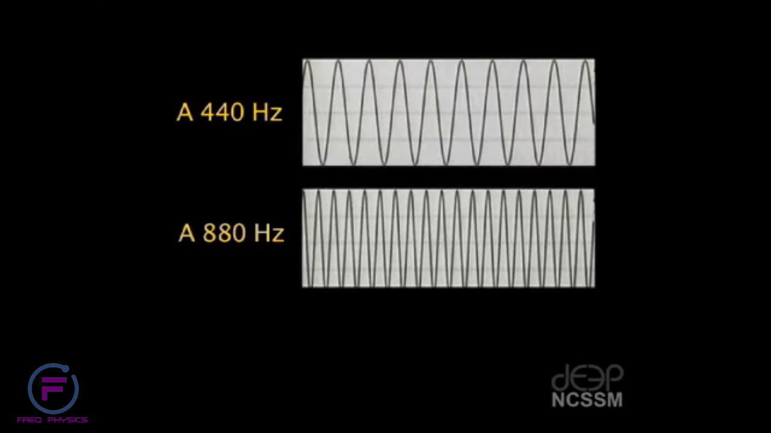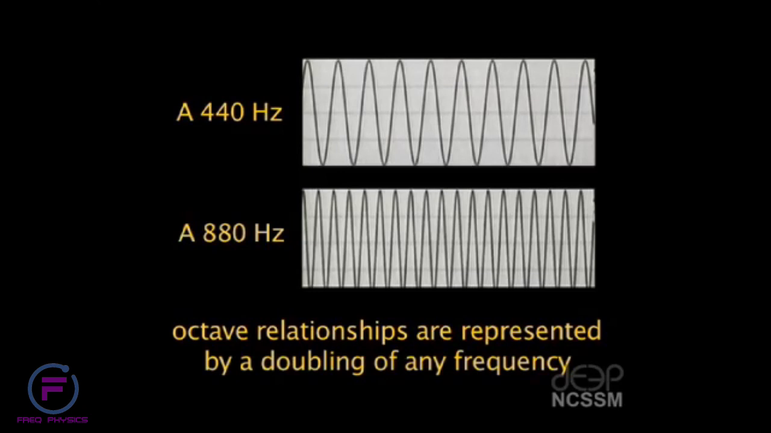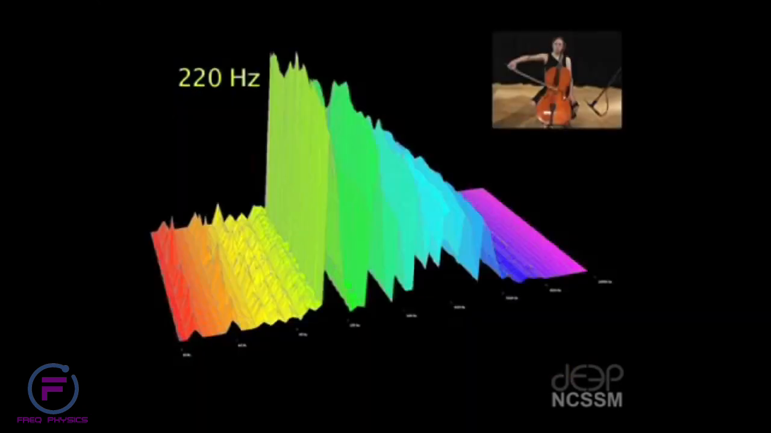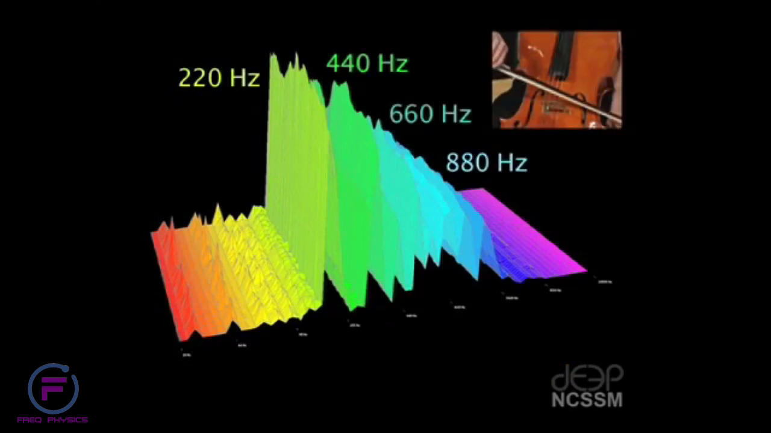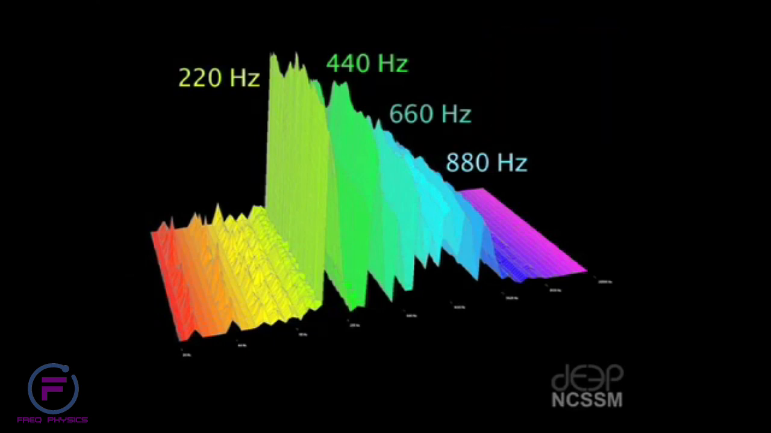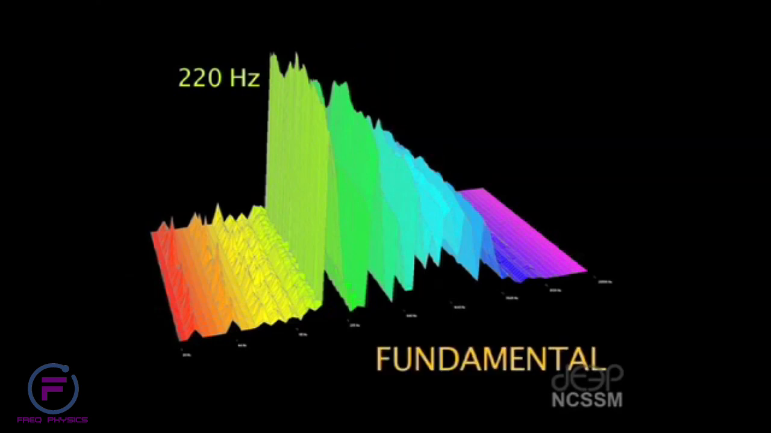In Lesson 1, we learned that 440 Hz and 880 Hz are higher octaves of the pitch A. Octave relationships are represented by a doubling of any frequency. It is important to note that we don't actually perceive these other frequencies that we see in the graph of the cello's note. But these other frequencies and their amplitudes, or relative volumes, all work together to create the unique sound of every instrument. The frequency that we actually hear is called the fundamental.